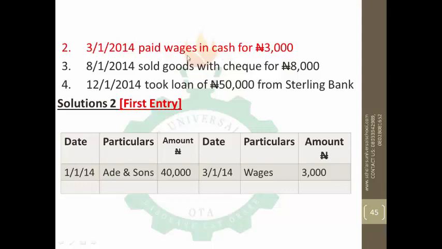Now for wages, what are you doing to wages? You are paying wages. And what is happening to cash? Cash is going out, right? So you are giving out cash for wages. So you debit wages, you credit cash. So in that case, from your cash account, you have to take note of this.